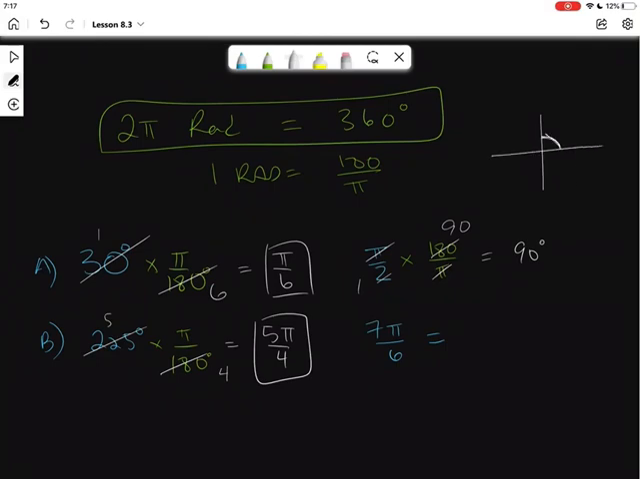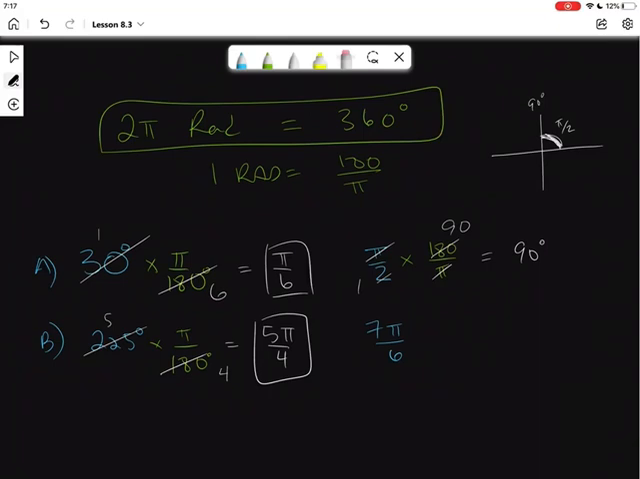Okay, so on this angle right here, if you're on the unit circle, this arc length is the length of pi over 2. Okay, and then your 90 degree angle would be up here, right?